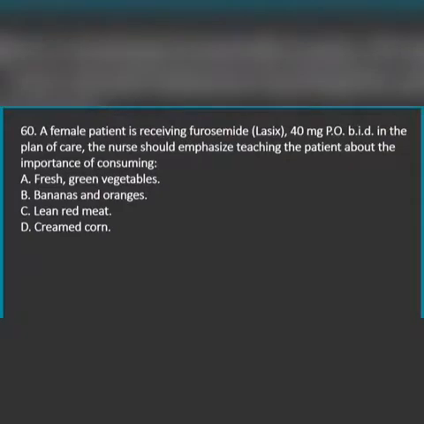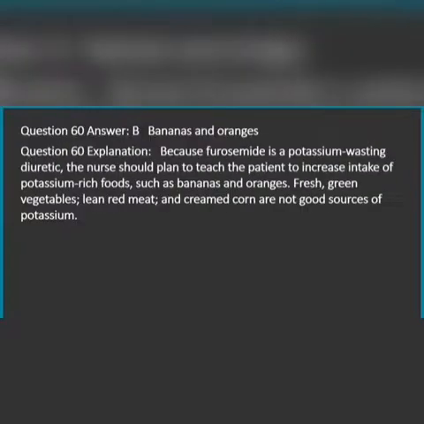Question 60. A female patient is receiving furosemide, Lasix, 40 mg PO BID in the plan of care. The nurse should emphasize teaching the patient about the importance of consuming A. Fresh, green vegetables. B. Bananas and oranges. C. Lean red meat. D. Creamed corn. Question 60 Answer: B. Bananas and oranges.